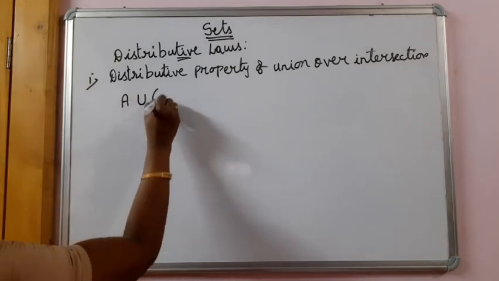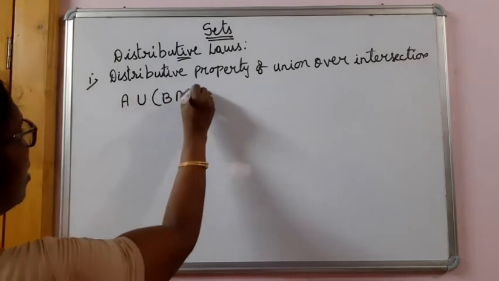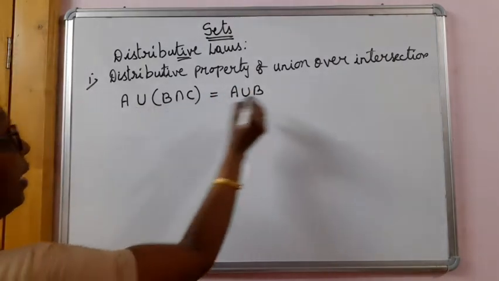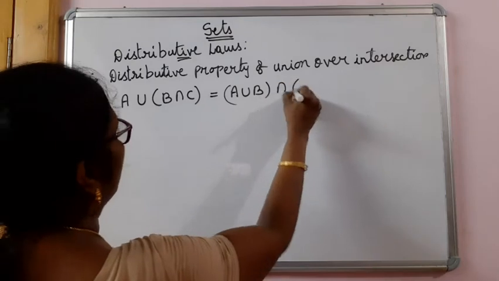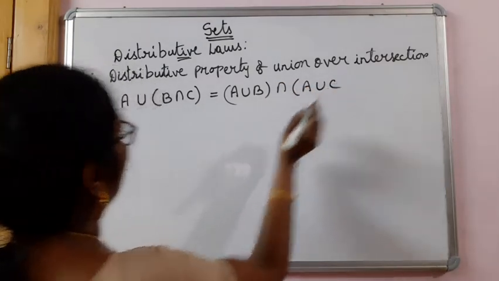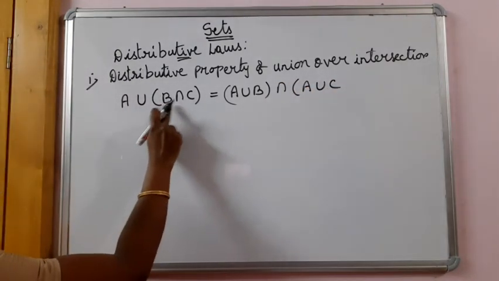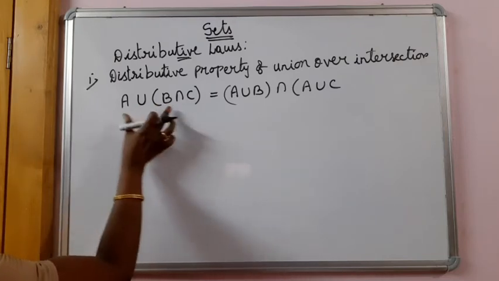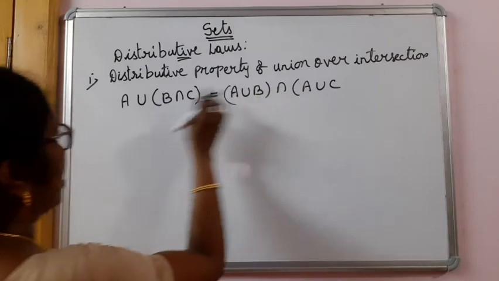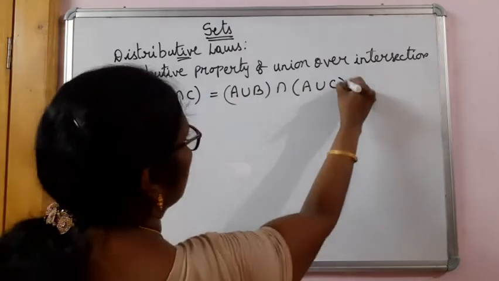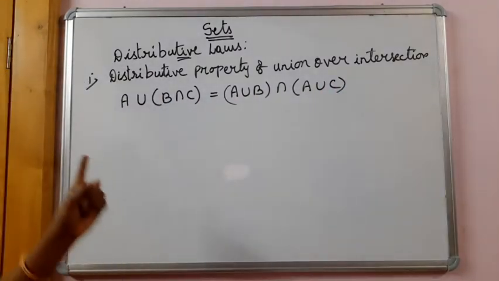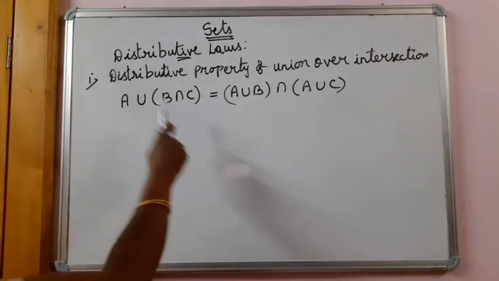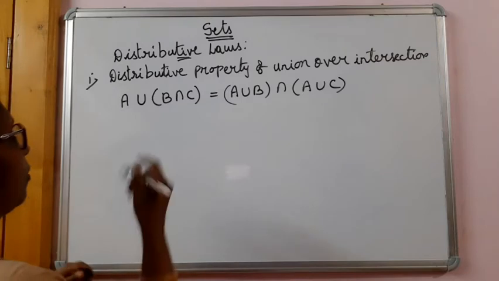With this property, A union (B intersection C) is equal to (A union B) intersection (A union C). A union (B intersection C) means A union B, then intersection A union C. I hope this is clear to you. How did we get this? Let me explain by an example.